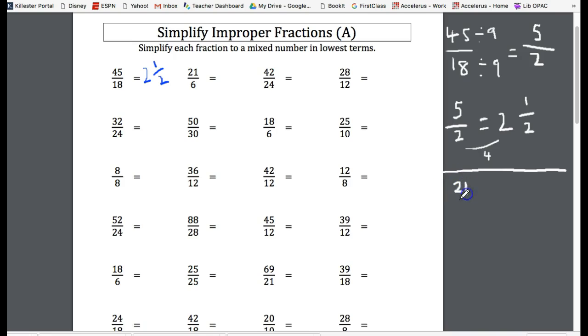All right, 21 over 6. Now the highest common factor is 3. You can, if you want, simplify it later, but I think it is easier to simplify now. So 21 divided by 3 is 7, and then 6 divided by 3 is 2. So my improper fraction simplified is 7 over 2. Now how many 2s go into 7? There is 3 with 1 remaining, so it's 1 over 2 remaining. So 21 over 6 becomes 3 1/2.